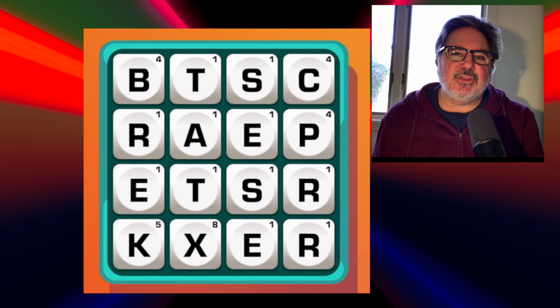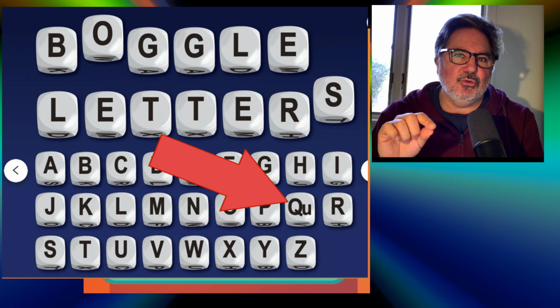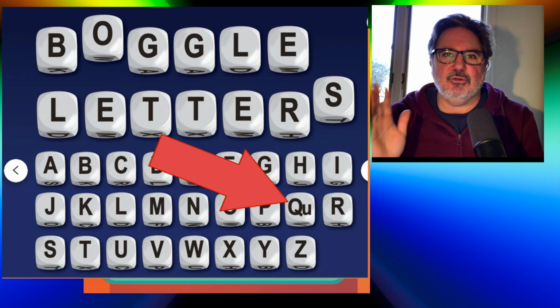Now, one last thing I should point out about a Q. On the cube, there is a Q, but it's actually a QU. They give you the Q and the U on the same cube. So a QU counts as 2 letters, even though it takes up only 1 space on the grid. So if you have a Q, you only need 7 dice to get an 8-letter word. They just give you the Q.